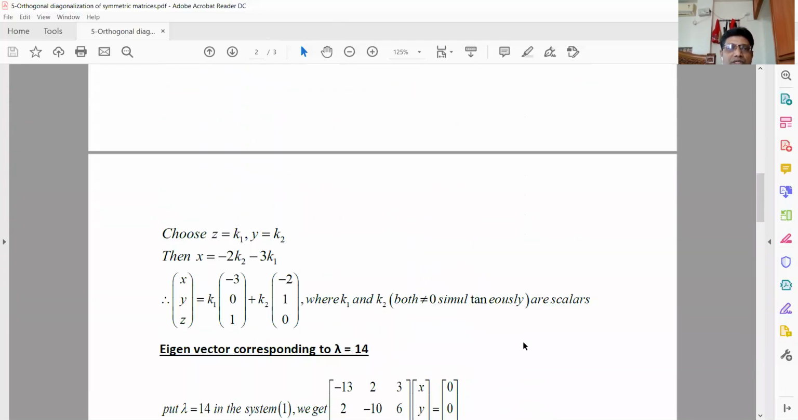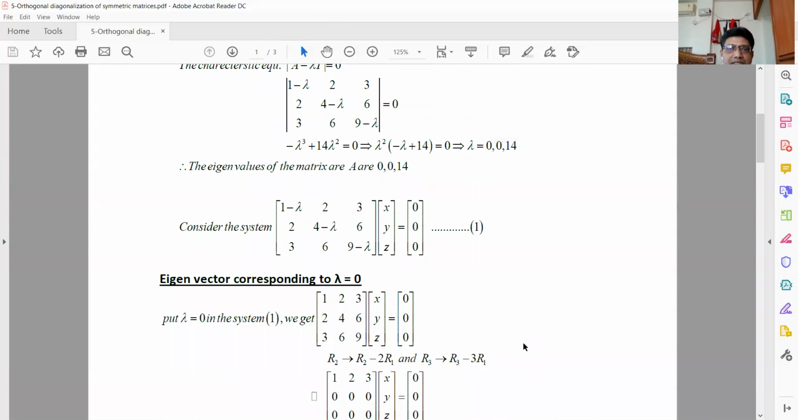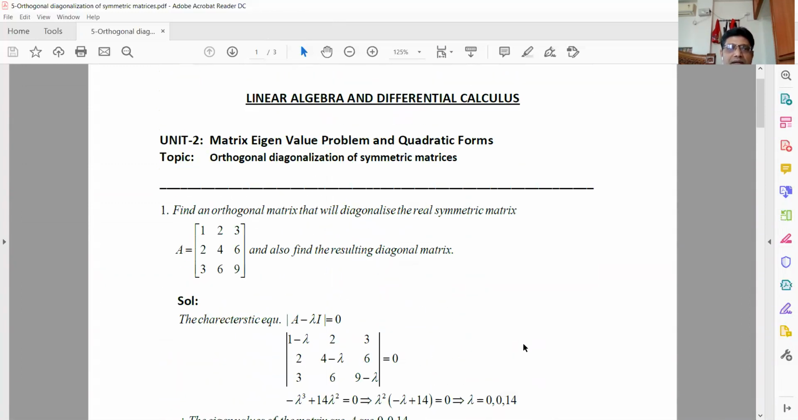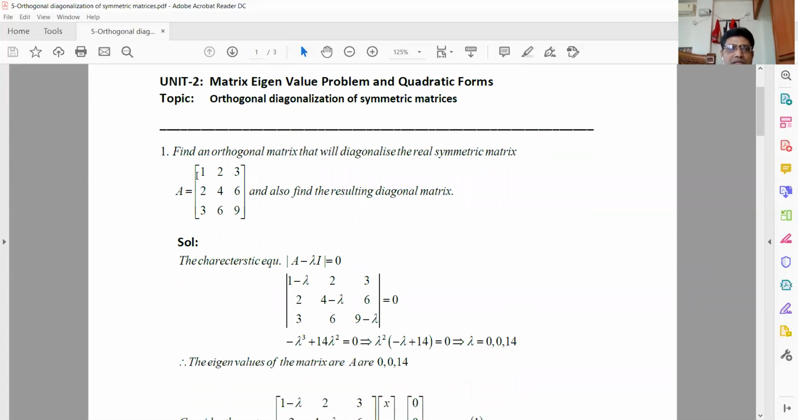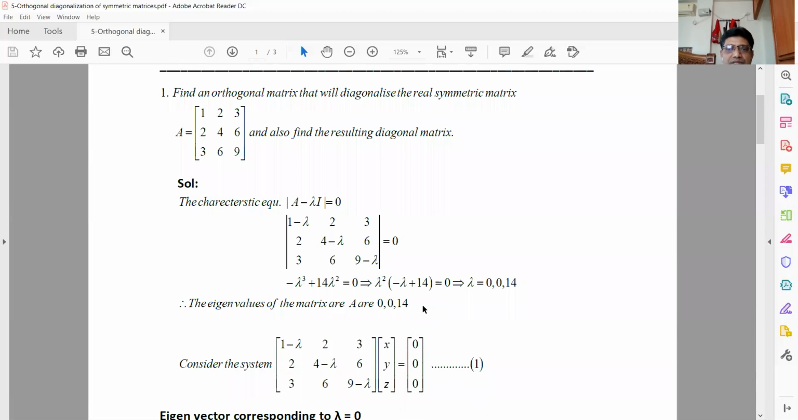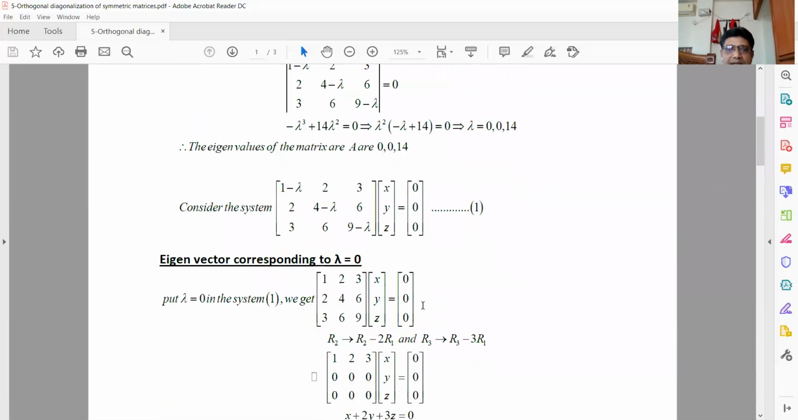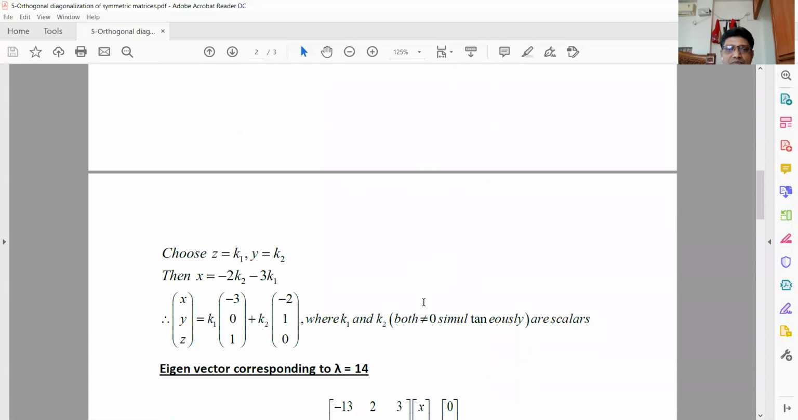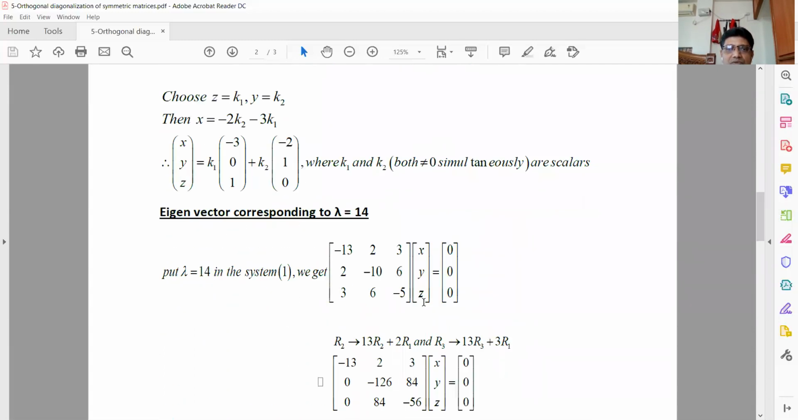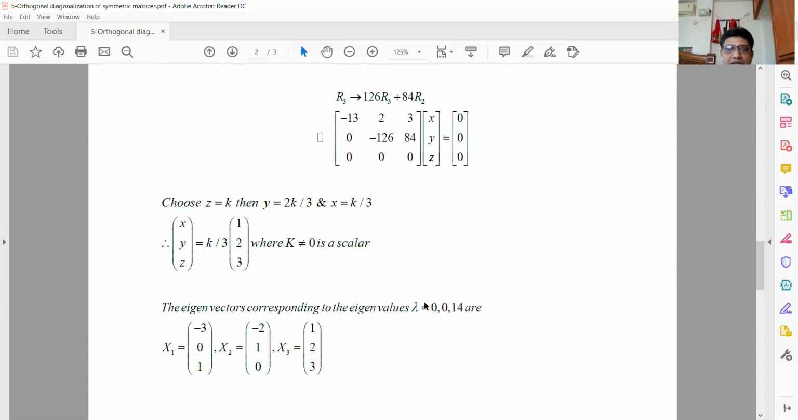So this is the procedure of orthogonal diagonalization of the given symmetric matrix. The procedure is very simple. Once again, I am summarizing this. They will supply a symmetric matrix to you. What you have to do is calculate the eigenvalues first. Next, calculate the corresponding eigenvectors. So you will get 3 eigenvalues, and you will get the corresponding 3 eigenvectors like this.